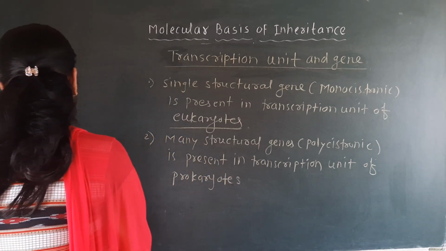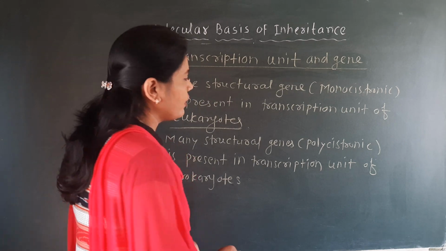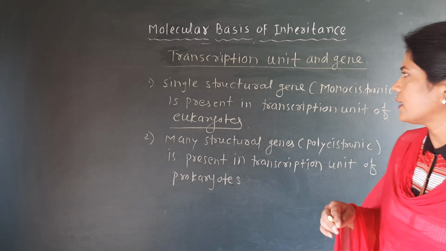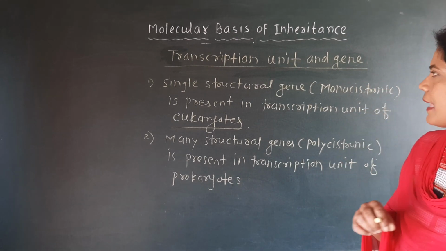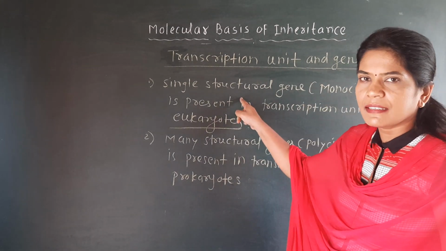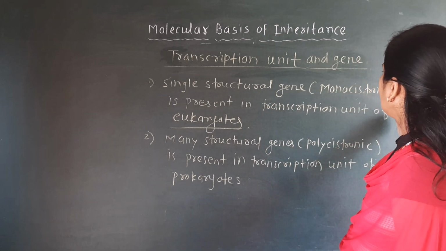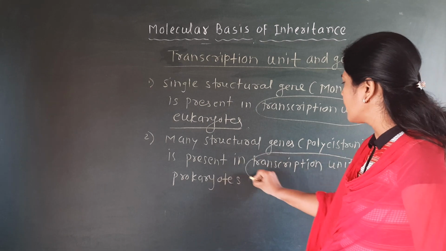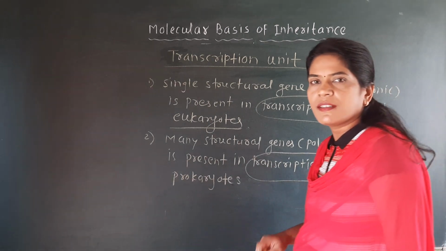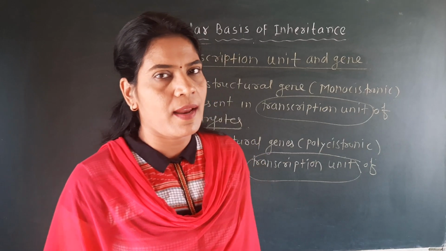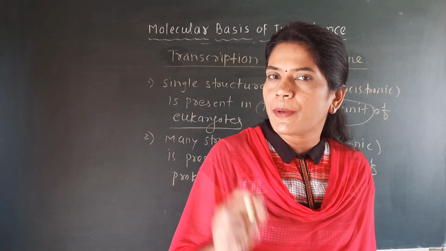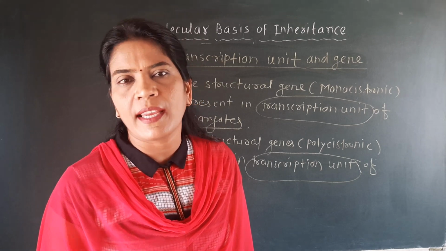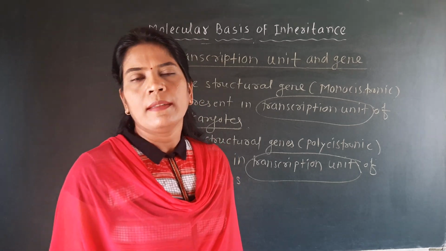See here, now what is meant by the monocistronic and polycistronic condition? Monocistronic means a single structural gene is present in the transcription unit. Now we'll revise this term, transcription unit. Transcription unit means the segment of DNA which gets transcribed. In other words, we call it the template DNA, or in simple meaning a transcription unit means the DNA which is going to form the mRNA.